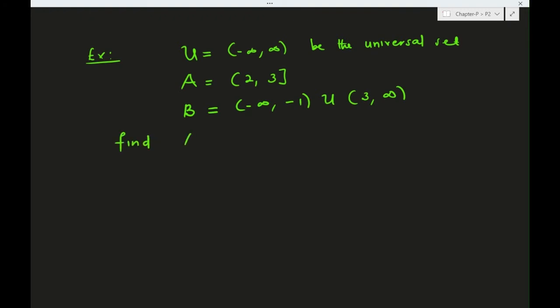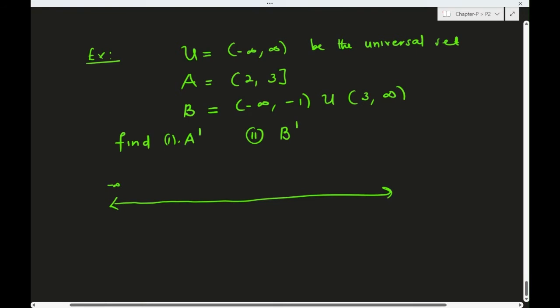So we want to find what is A complement, the first one. And second, we want to find also what is B complement. This kind of question, it's better to use our number line. So this universal set is the whole R, which is minus infinity to infinity.